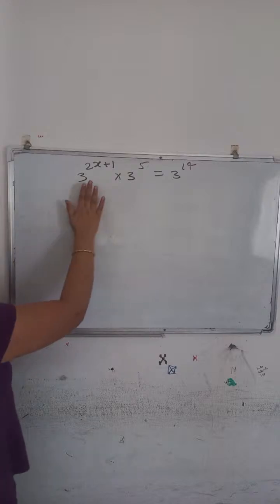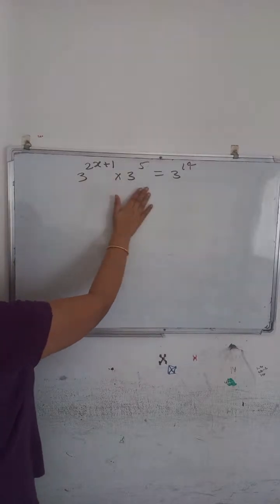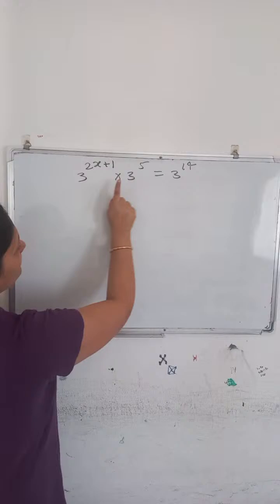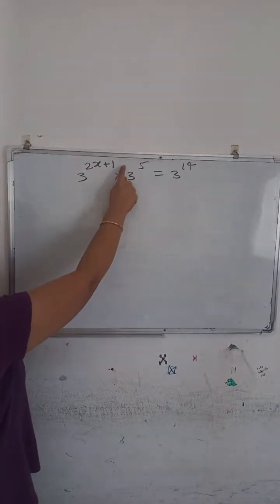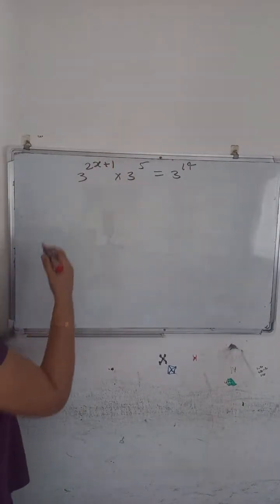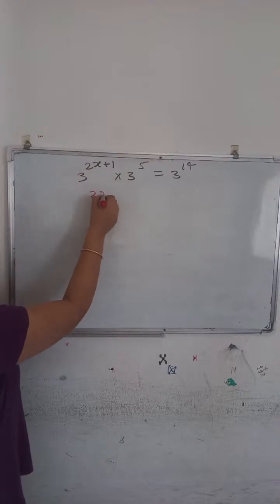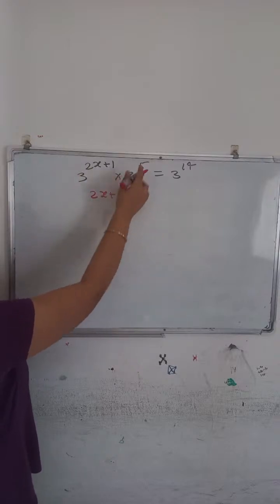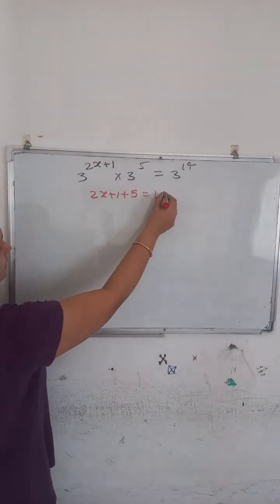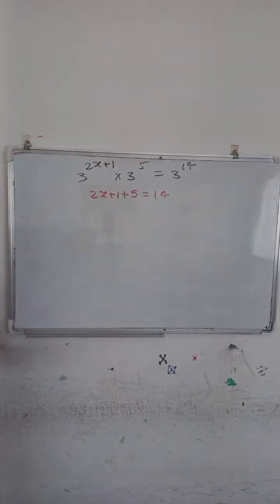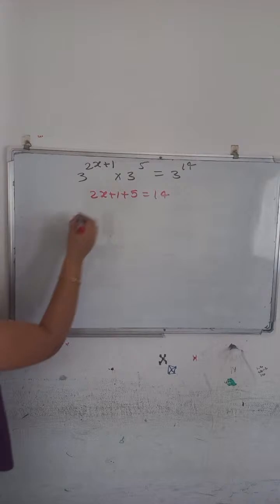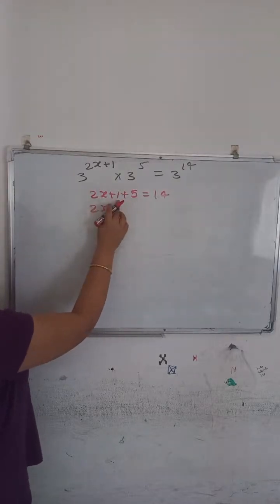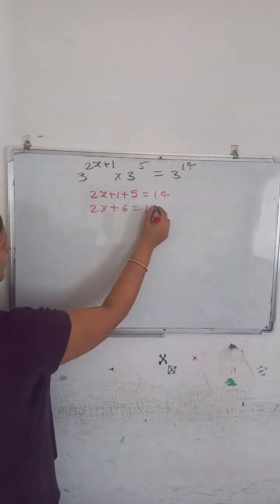Whenever this kind of question comes, always check the base. If the bases are the same and this is multiplication, that means all the powers get added. So the power is here 2x plus 1 and this 3's power is 5, is equal to 14. Compare powers with powers if the bases are the same. So here 2x plus 5 plus 1 is 6, is equal to 14.